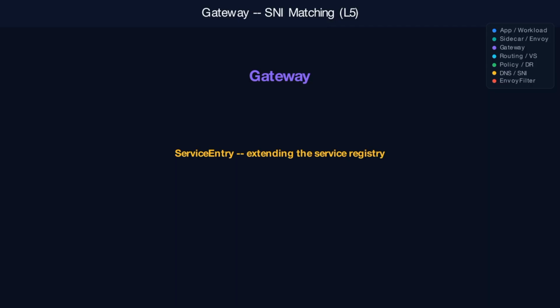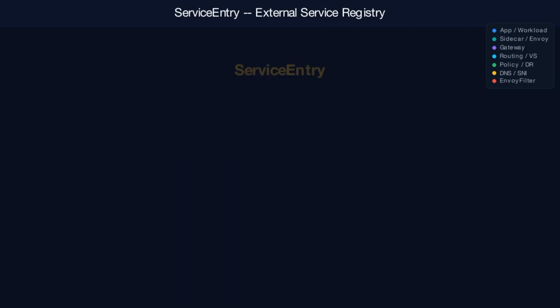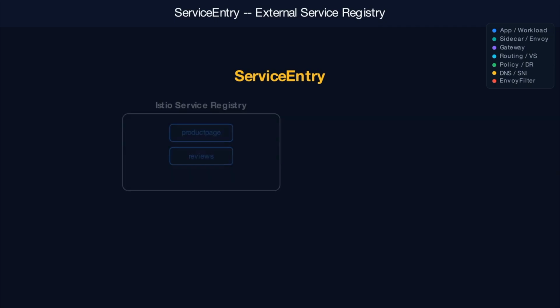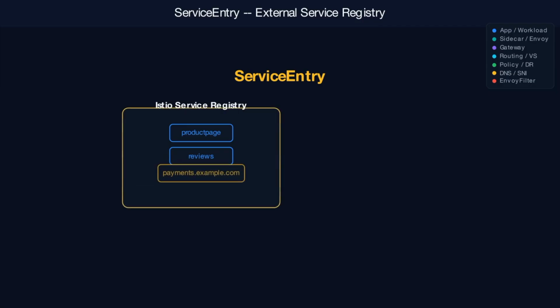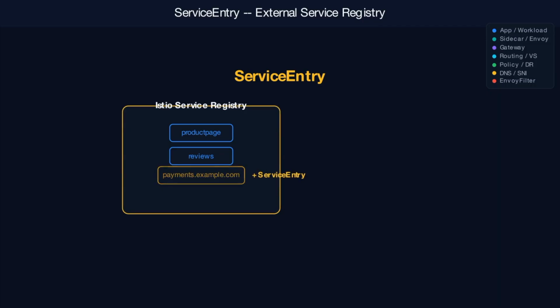For HTTPS, SNI, server name indication, determines which server block matches. If the client SNI does not match the gateway host, you fail before routing even begins. This is a layer 5 handshake decision. The client hello carries SNI in plaintext, and the gateway must match it to select the right certificate.